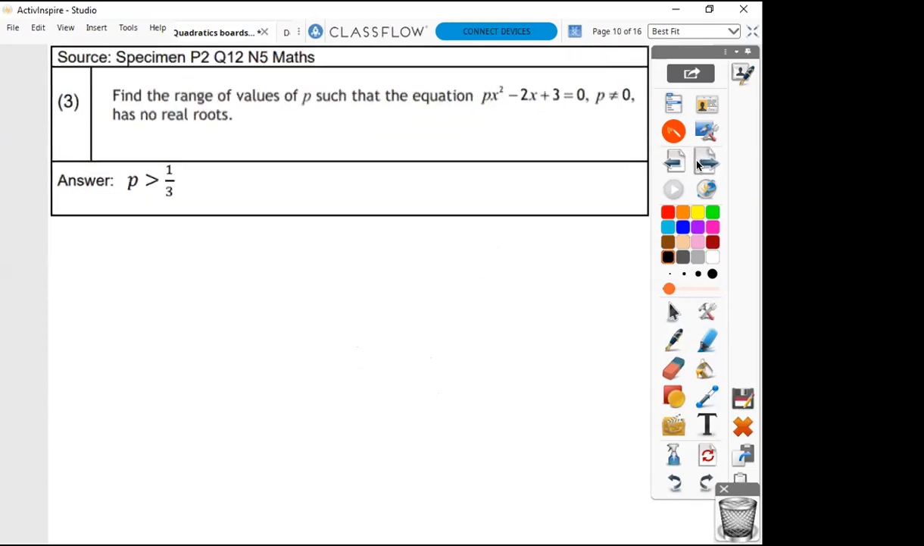Let's have another example of that. So again, find the range of values of P. So we're given a quadratic and it's got an unknown value in it. And we're finding the values that allow the equation to have no real roots.